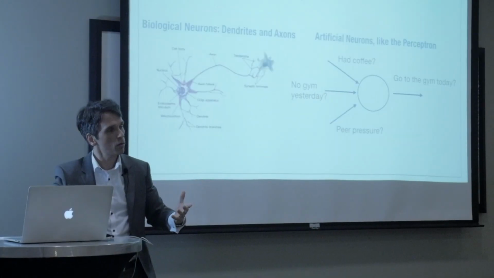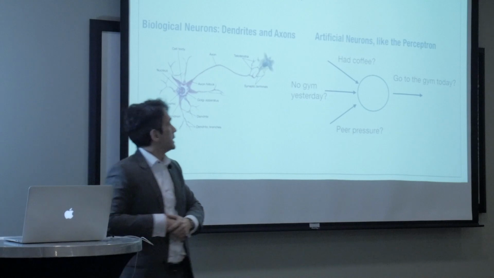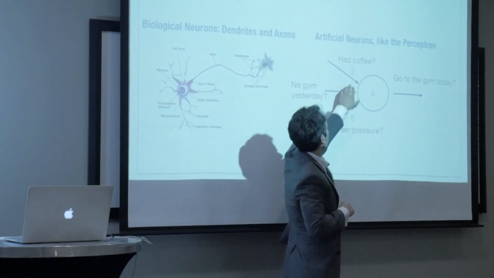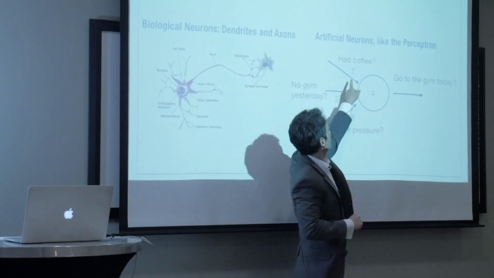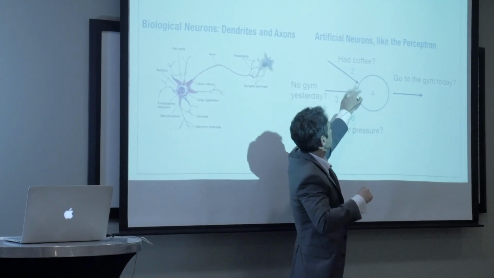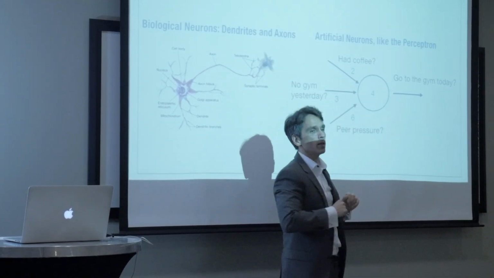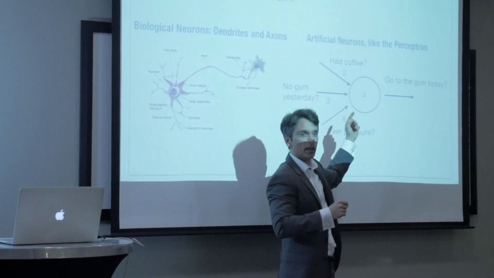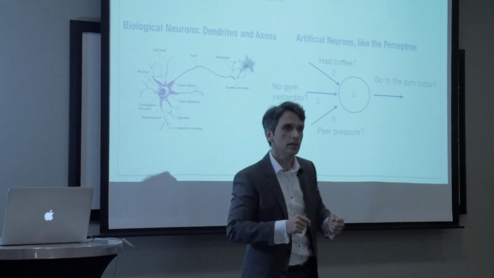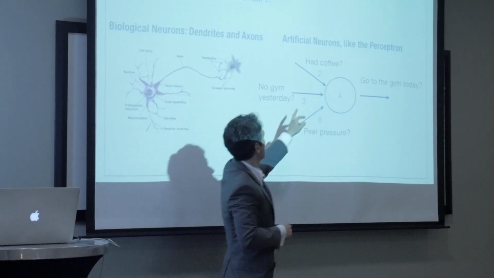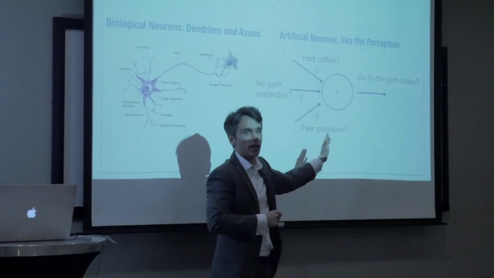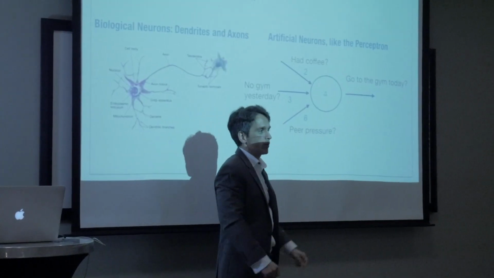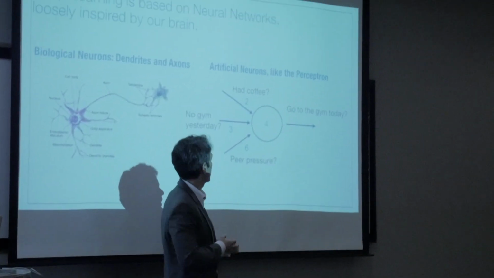And these inputs are not equal. Some are more important, some are not so important. So we'll put some weights on the inputs. Let's say coffee has a weight of 2, peer pressure has a weight of 6. What does it mean? Peer pressure is much more important. So if others go to the gym, even though I might not have coffee, I still want to go there, probably to not look like a couch potato.